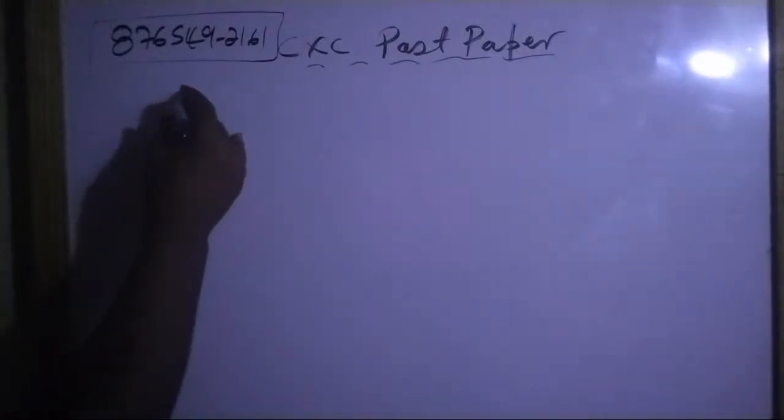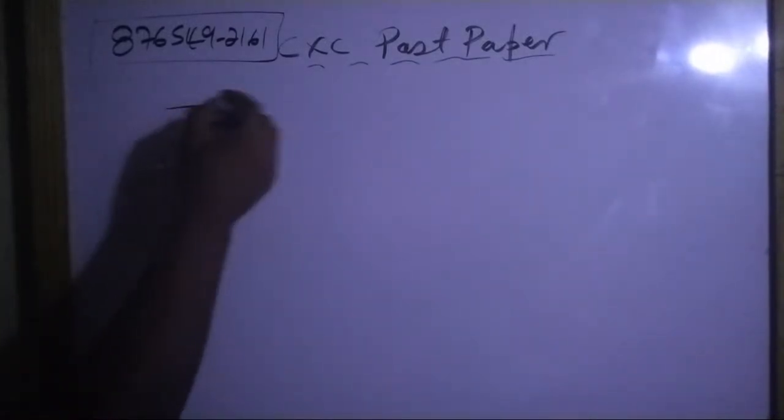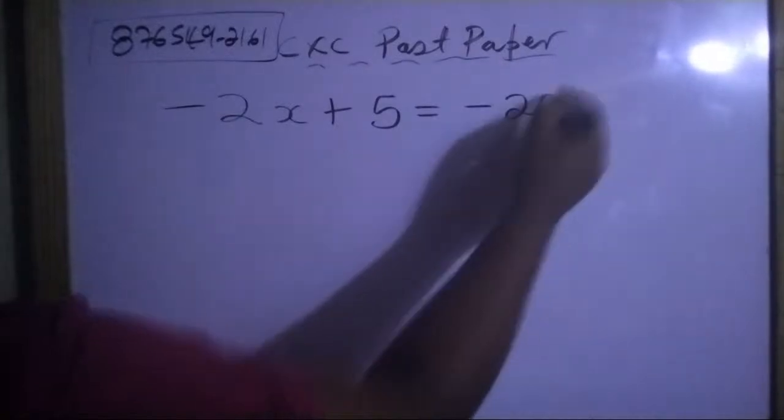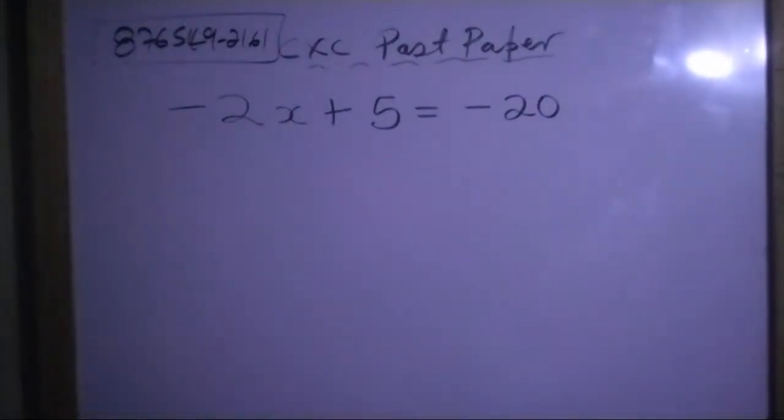Let's see if we can get the value of this, guys. Remember, I know it's just past papers. There's nothing to fear. CXC says only 30% of students get these correct. Minus 2x plus 5 equals negative 20. Work that out, guys, and tell me what's the value of x.